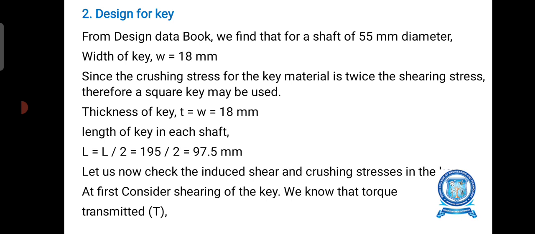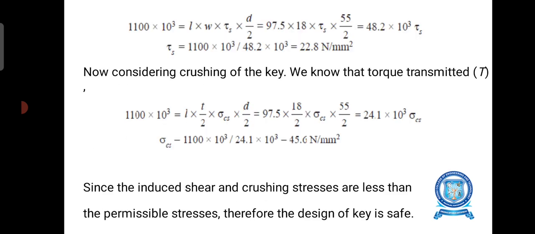Let us now check the induced shear and crushing stresses in the key. At first consider shearing of the key. We know that the torque transmitted T equal to L into W into tau s into d by 2. Torque value we know, 1100 into 10 to the power 3. L 97.5, W equal to 18, small d 55. After substituting all values in this formula, we get tau s equal to 22.8 Newton per millimeter square.